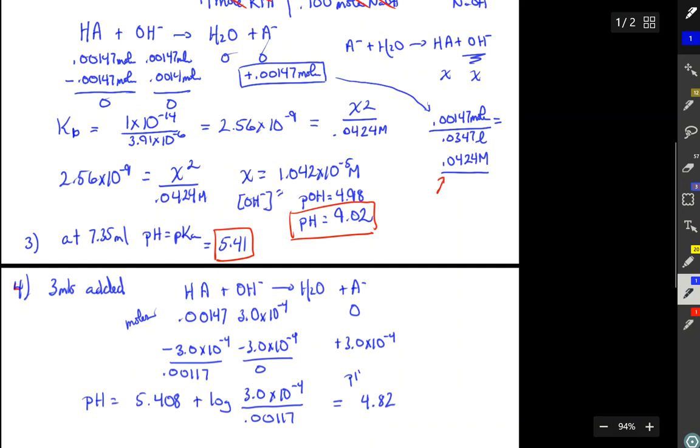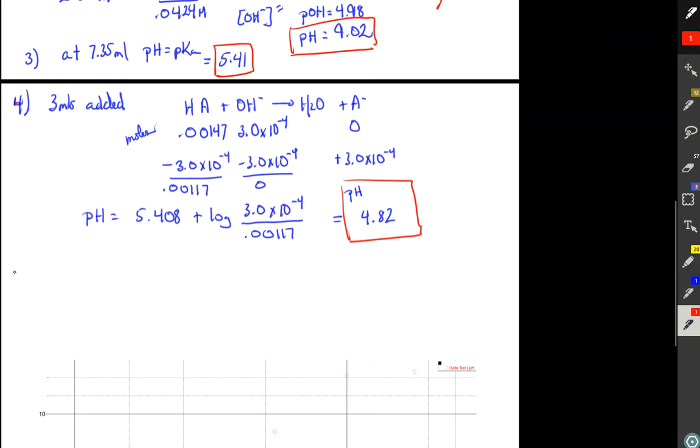Now let's see if that makes sense. We started off at the beginning with a solution in 20 mils of water that was 3.27. So after 3 mils of NaOH, 4.82 sounds pretty reasonable.